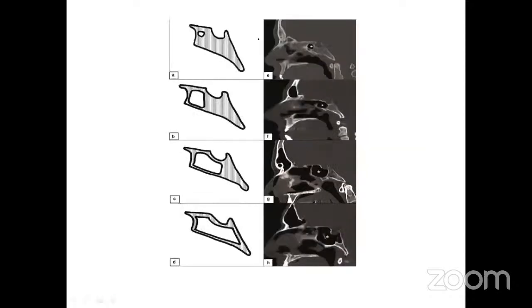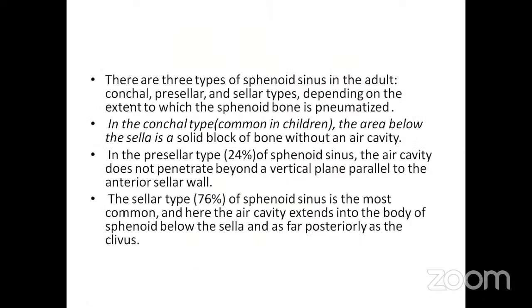Let's look at it in a picture. So as we can see here, we are viewing the lateral view of a sphenoid bone. We can see that in this type, the one labeled A, we don't have any air sinuses. It looks like a solid block of bone. This type of sphenoid is known as the conchal type, and it is more common in children, in which pneumatization has not been done yet. As a child grows, the bone becomes pneumatized.